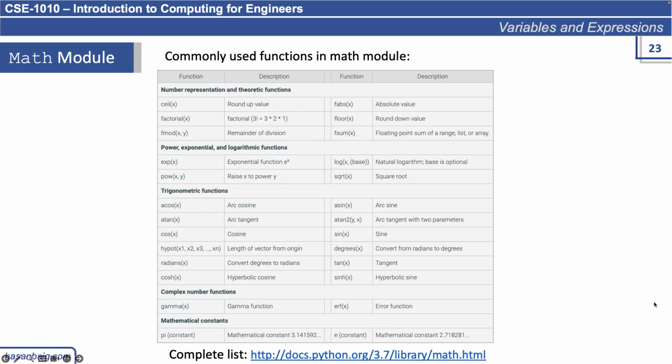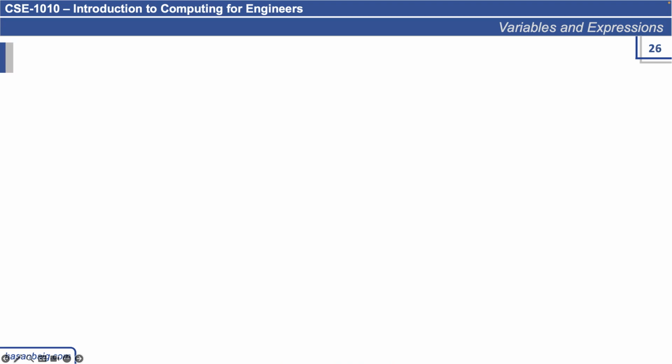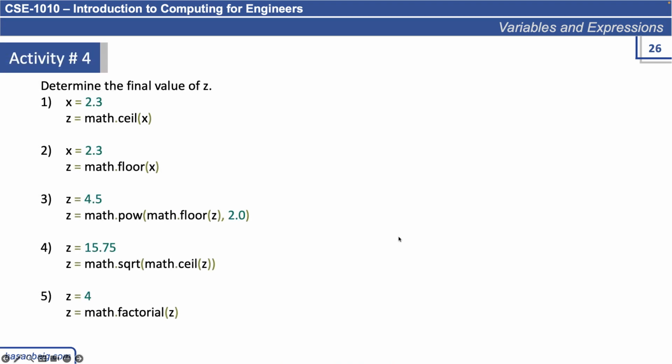All right, before we end this video, there is a small activity for you: determine the final value of z. In this first example, x equals 2.3, and what we are trying to do here is math.ceil of x. I have just explained it to you. 2.3 would be rounded up to 3. So z would now contain 3.